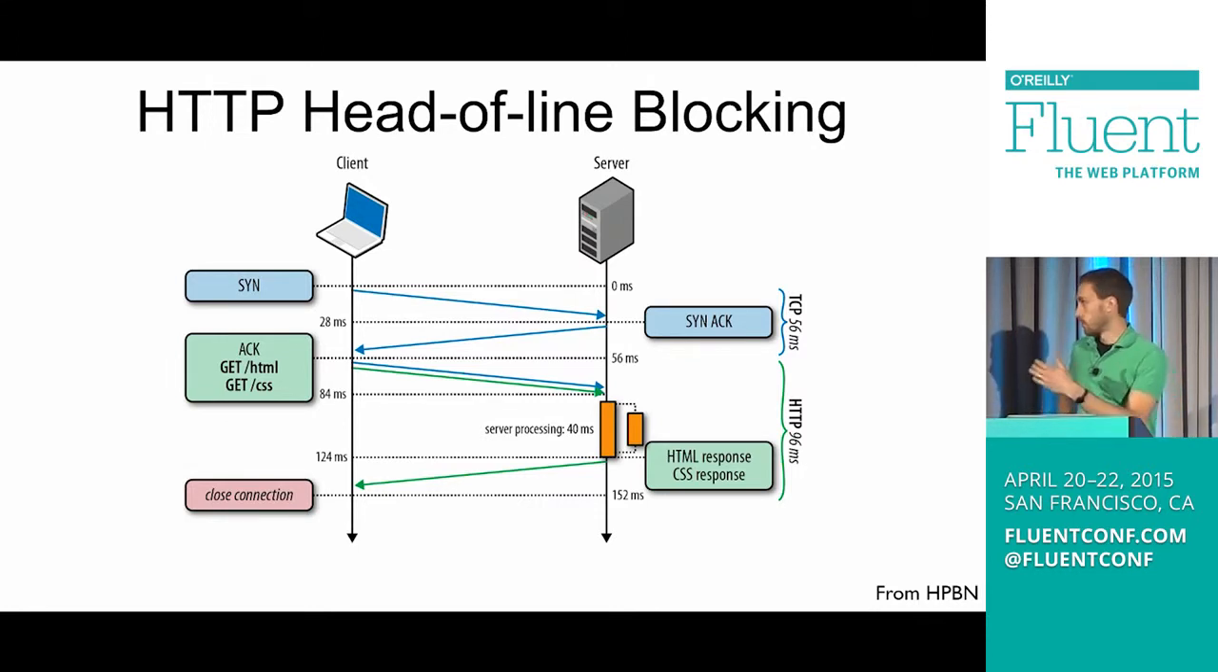The server in those orange bars is going to do some processing, and it's going to start sending back that HTML response and that CSS response on this same connection. In this example, if the HTTP response is slow, that CSS file has to just wait, queued on the server. It can't do anything until that HTML file is fully sent back to the client.